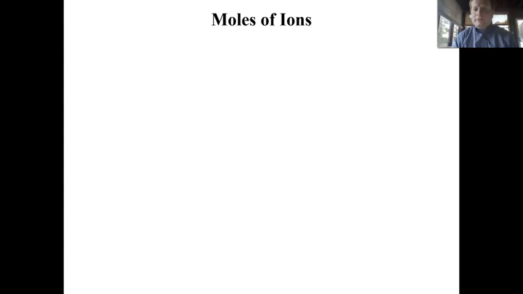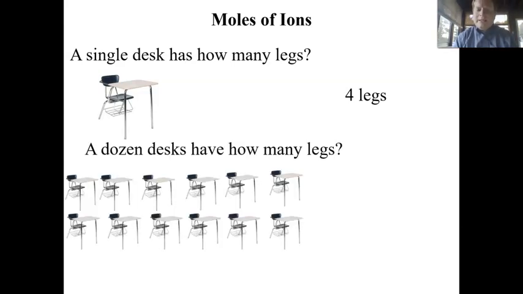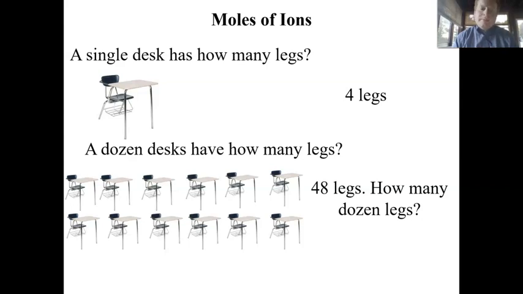But okay, before we talk about this, we need to talk about something that seems unrelated, but is actually going to be related. In a single desk, how many legs are on that desk? Just 4, right? What about if we had a dozen desks? How many legs would there be? In a quick calculation, you would say, okay, 4 times 12 desks is 48 legs, right? What about how many dozen would that be? That would be 4 dozen legs.